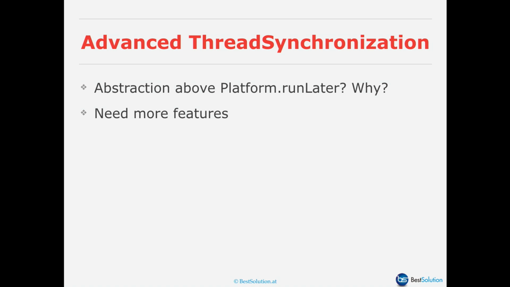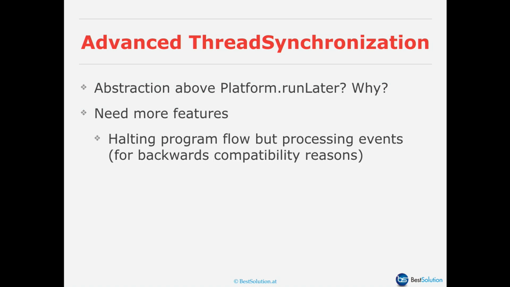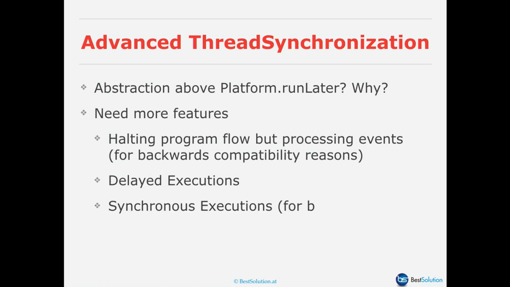And we needed more features. For backwards compatibility, we need to halt the program flow, but still process events, mouse events. This is, in SWT, what you call spinning the event loop. So you halt the program flow, but still you get information about mouse events and all the stuff around that. We needed that API. We wanted to have delayed executions. I will show what I mean with that in a minute.